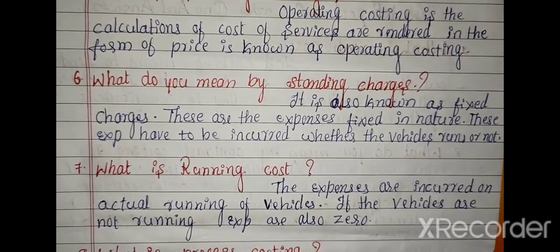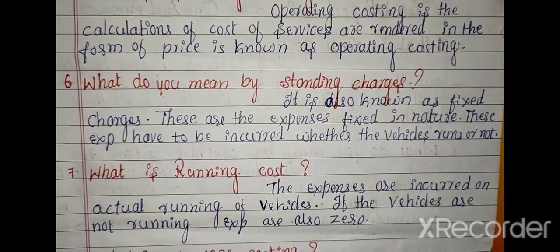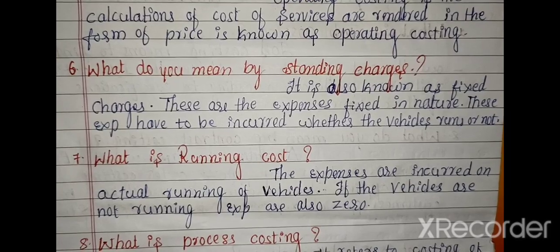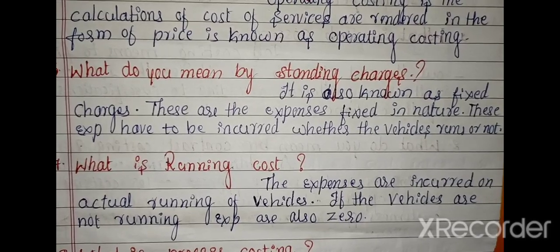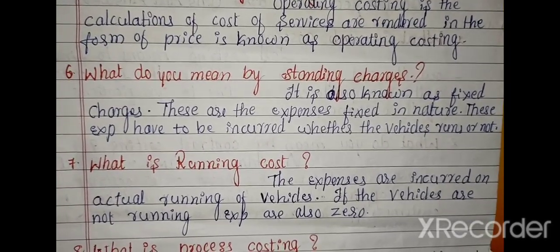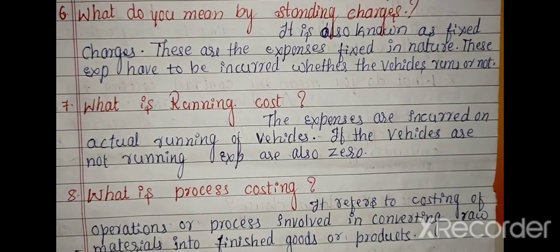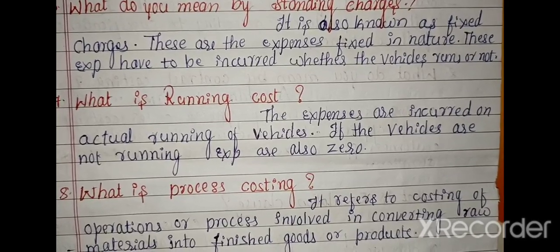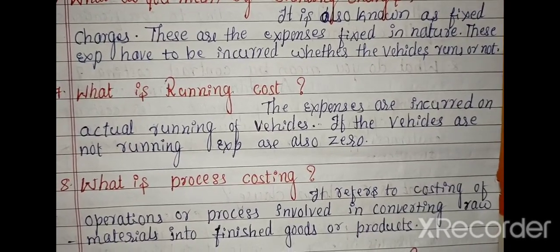And question number 6, what do you mean by standing charges? It is also known as fixed charges. These are expenses fixed in nature. These expenses have to be incurred whether the vehicles run or not. And question number 7, what is running cost? These expenses are incurred on actual running of vehicles. If the vehicles are not running, expenses are also zero.